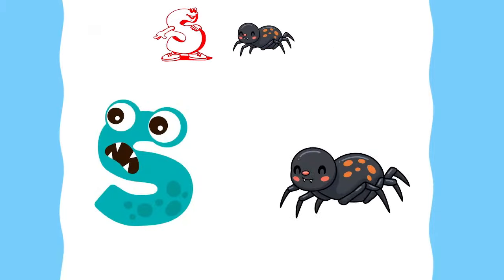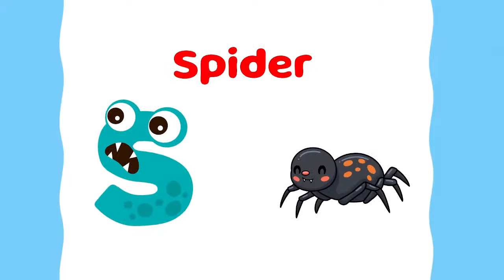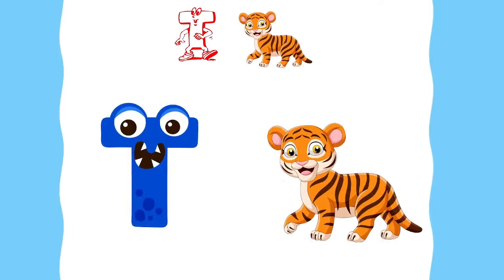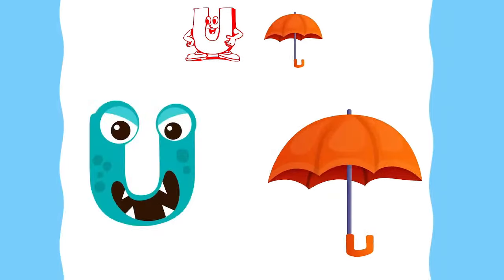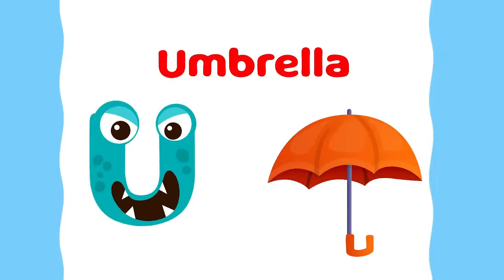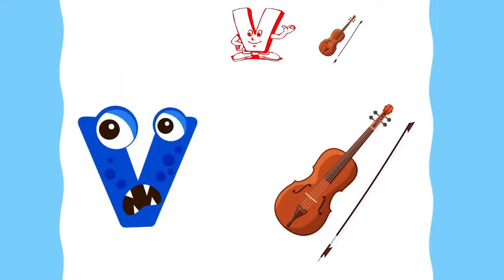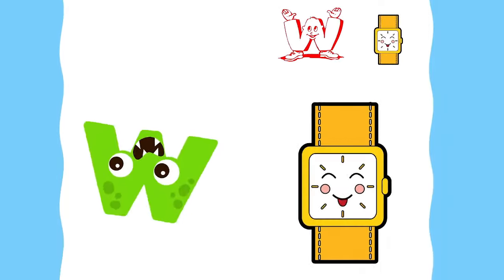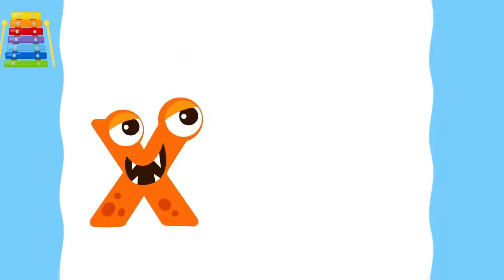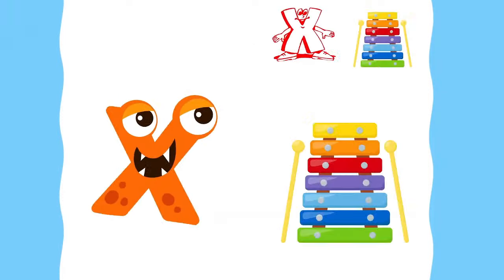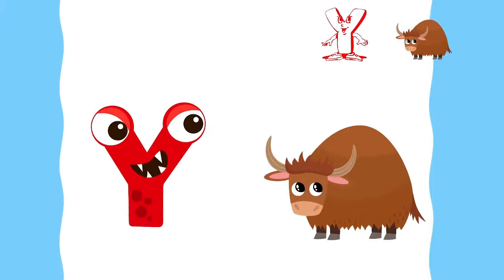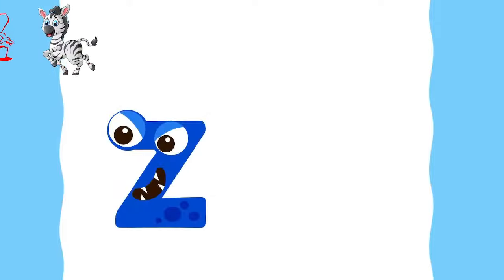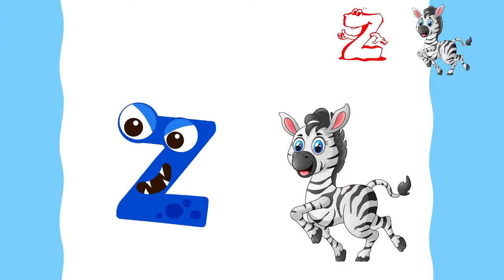S for spider, spider. T is for tiger, the tiger. U is for umbrella, umbrella. V is for violin, violin. W is for watch, watch. X is for xylophone, xylophone. Y is for yeah. Z is for zebra, zebra.